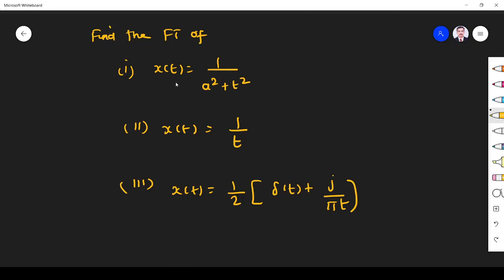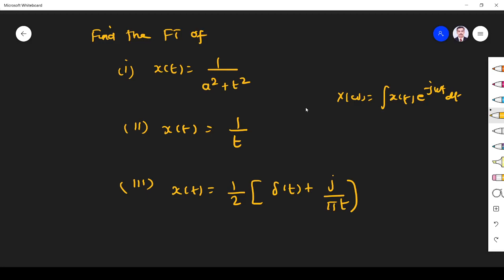Let us see this problem. Find the Fourier Transform of the three questions I have given. Let us take this problem. If you find the Fourier Transform, what is the formula? The Fourier Transform formula is X of omega, so X of omega is equal to the integral of x of t into e power minus j omega t dt.